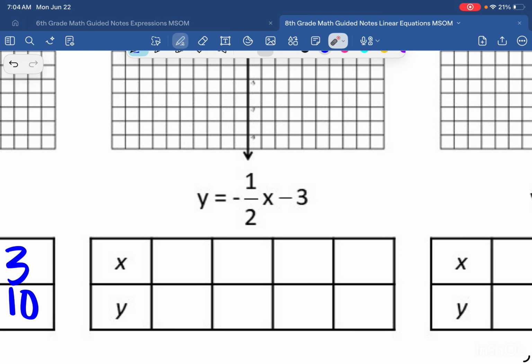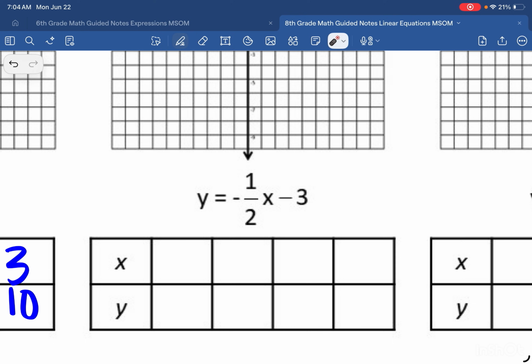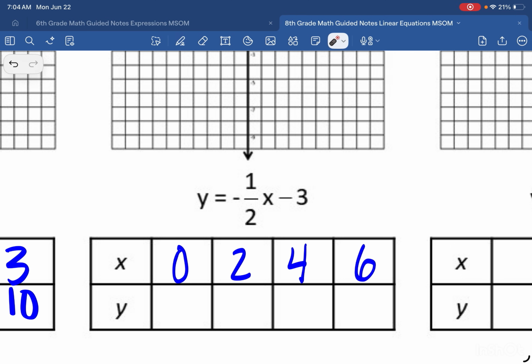Now I'm going to do a table for this equation right here, y equals negative 1/2 x minus 3. I notice that I'm going to be multiplying my x's by 1/2, so I'm going to strategically choose even numbers for my x's to make that a little bit easier. I have negative 1/2 times 0, which is 0, minus 3 is a negative 3.